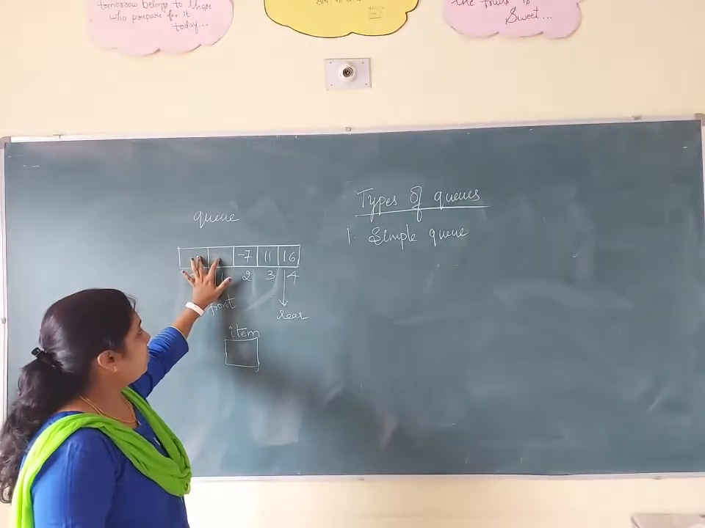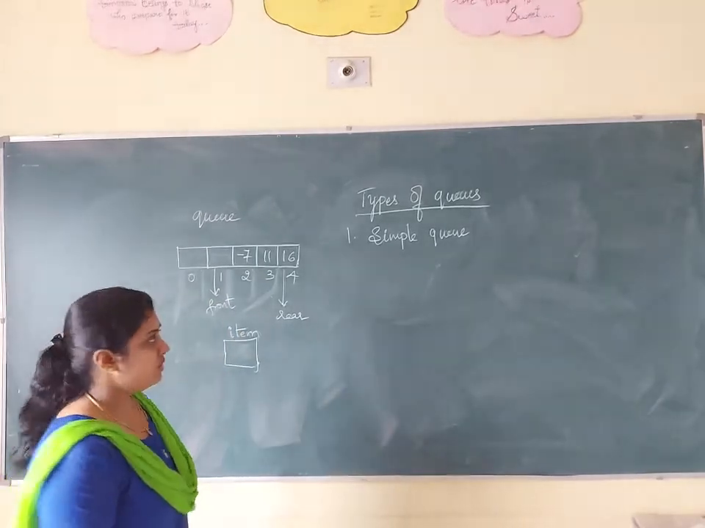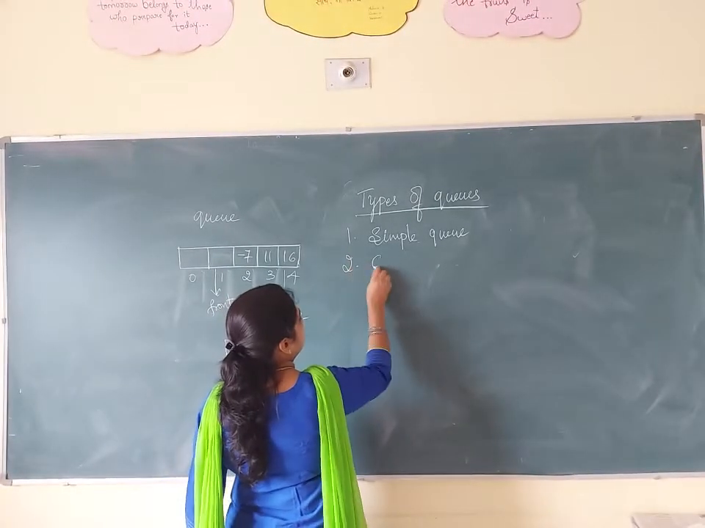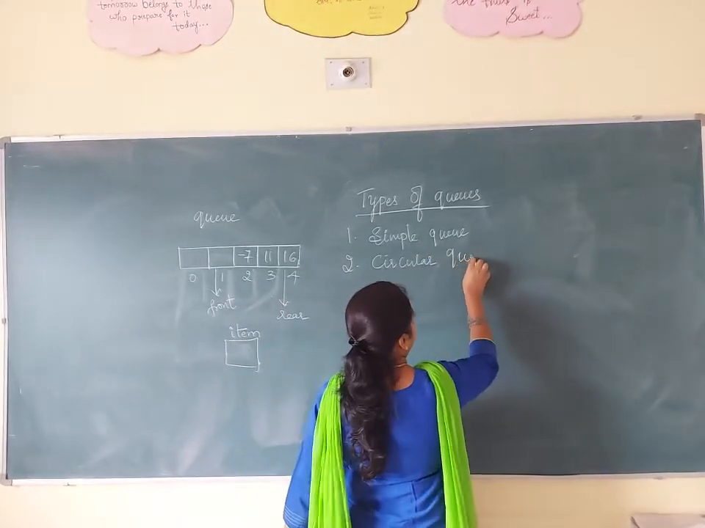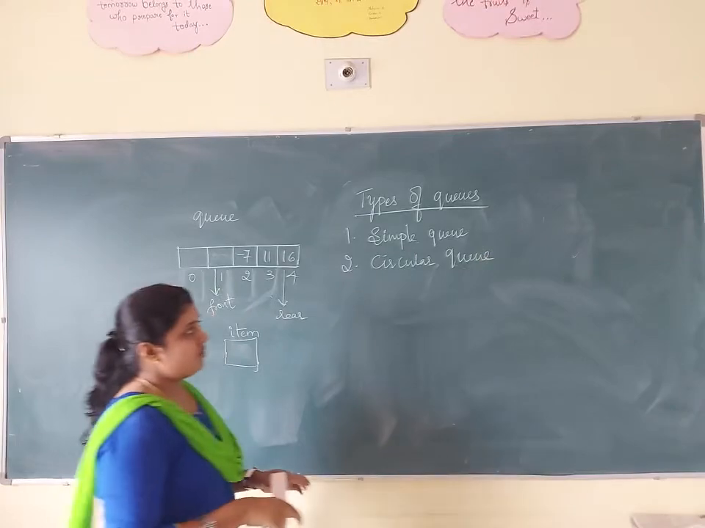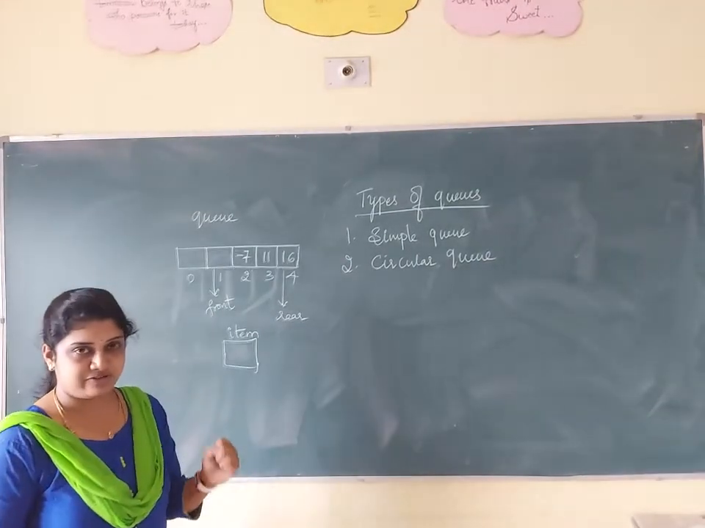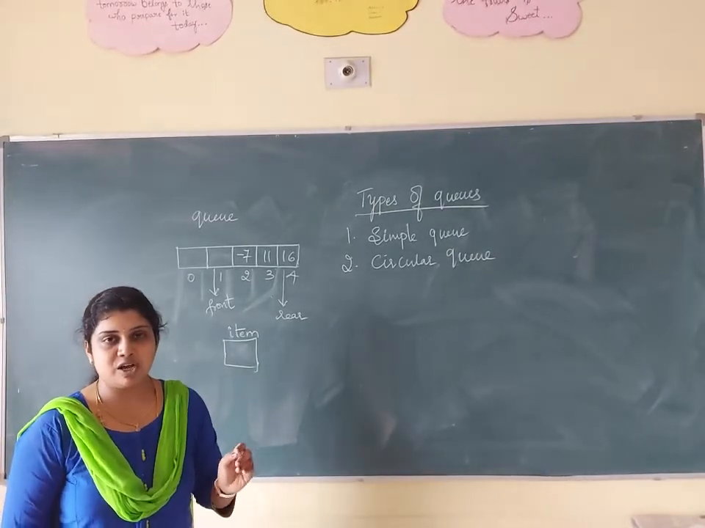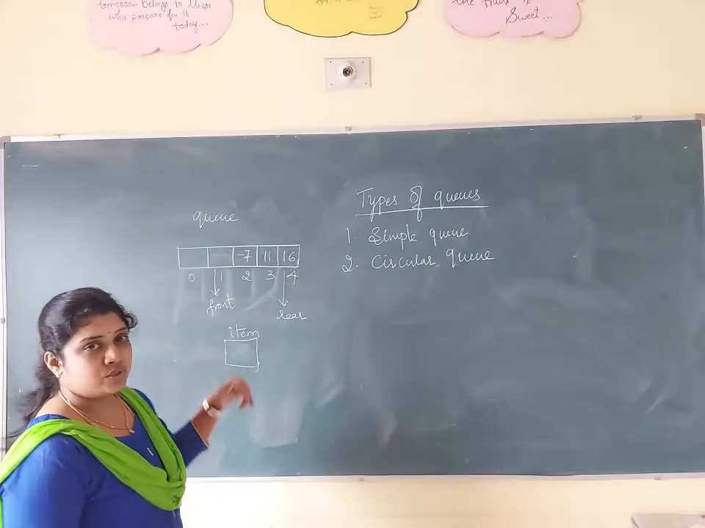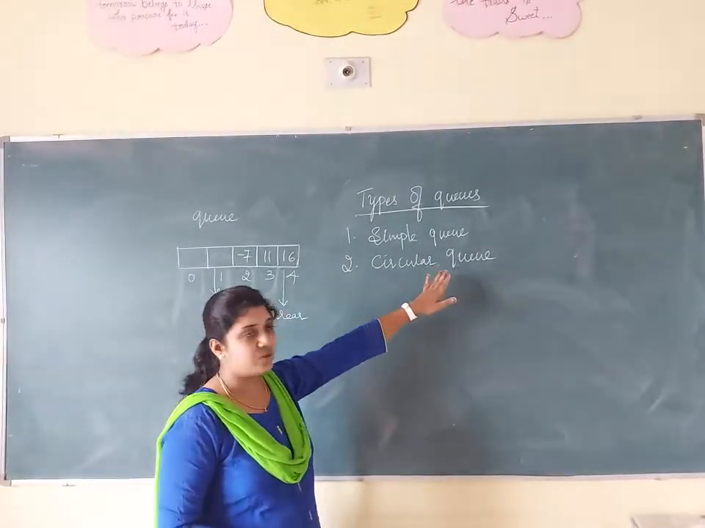To overcome this problem, we have one more type, the circular queue. In a simple queue, if you delete items one after another from the front end, the space will be wasted, or some garbage value will come and be stored there. To overcome that problem, we use the second type, the circular queue.